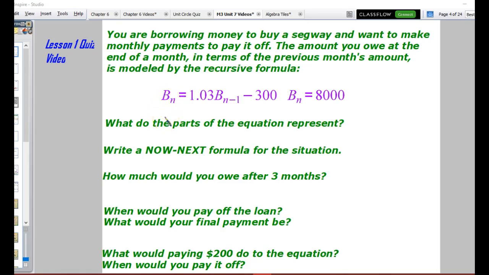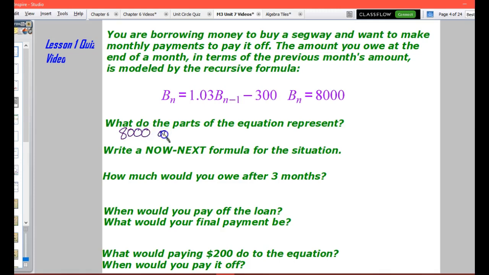But what do the parts of the equation represent? Well, let's start with the 8,000. The 8,000 is your original loan amount, how much you asked to borrow. It's what you started out owing. Your minus 300 would be how much you're going to pay every month. So 300 is your monthly payment.